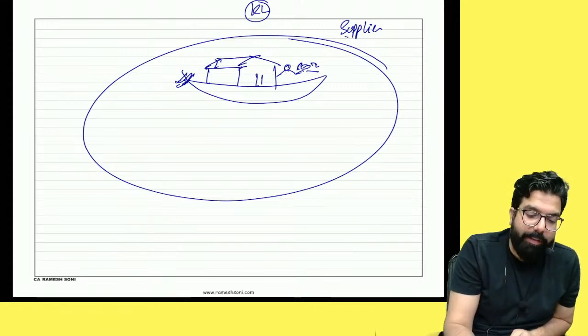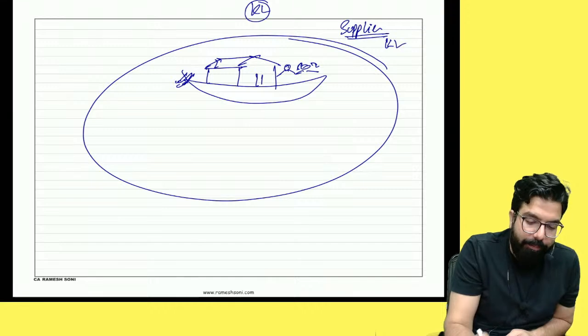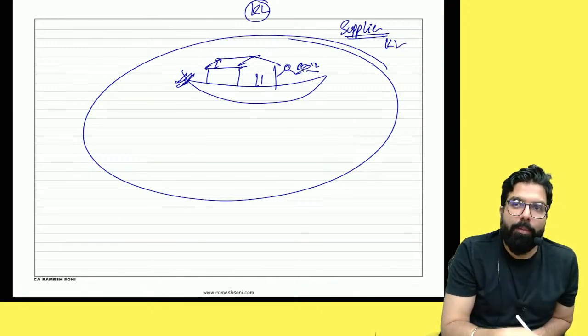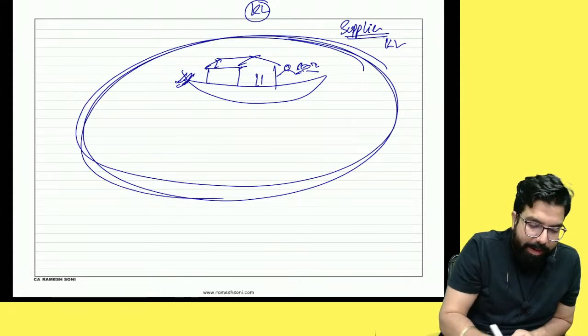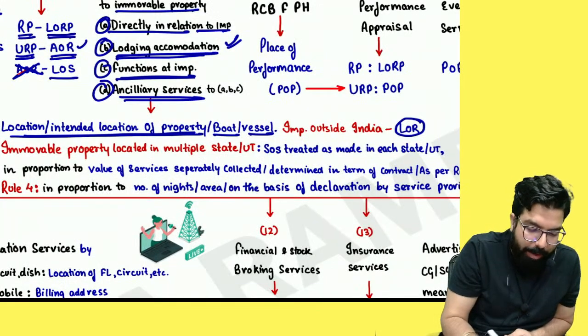Everyone here, supplier. This person whose boat it is, he will give you what, everyone? This is homestay. Yes or no, everyone? Kerala houseboat. Correct or not, everyone? Now tell me one thing. Supplier is from which state? Kerala. Place of supply will be what? Where the boat is there. Boat is in which state? Kerala. So the place of supply will be Kerala. Is my point clear to all?